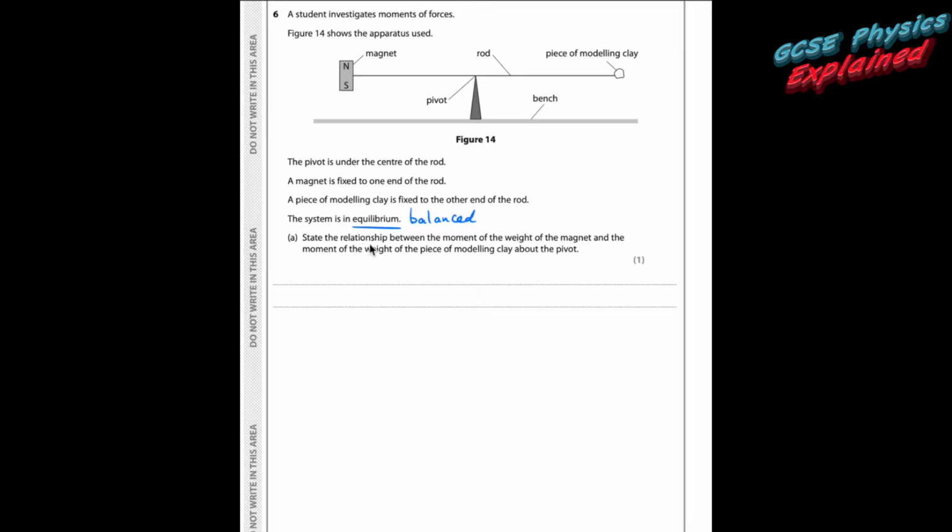Part A. State the relationship between the moment of the weight of the magnet and the moment of the weight of the piece of modelling clay about the pivot. Well, if it's in equilibrium, that's the weight of the magnet, and that'll be the weight of the modelling clay. Now this will be causing, if you follow the force, the weight, go round the back of the pivot and keep on going, then that is going to be an anti-clockwise moment.